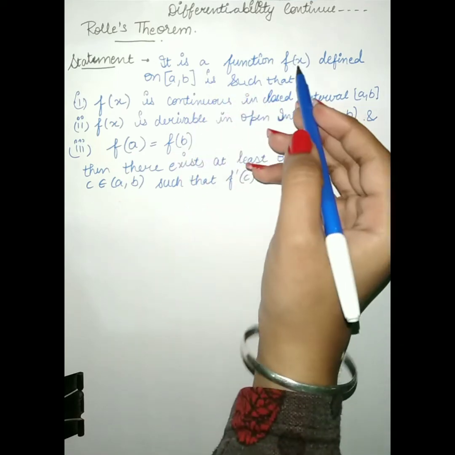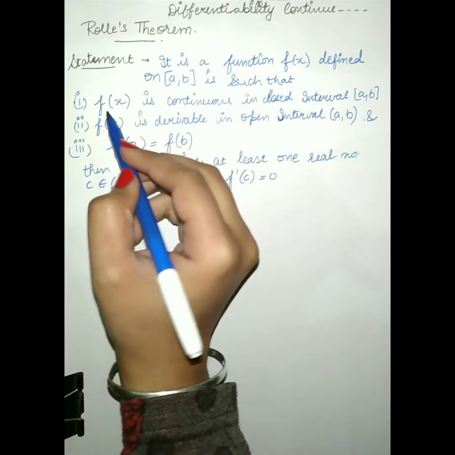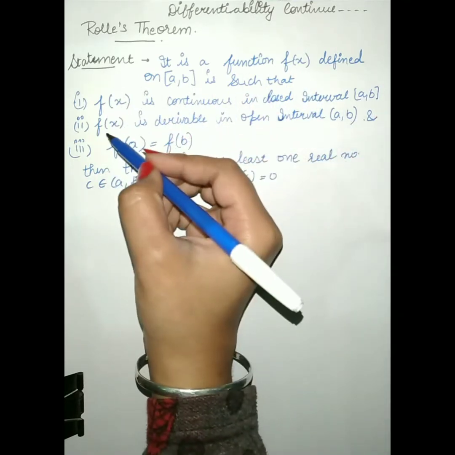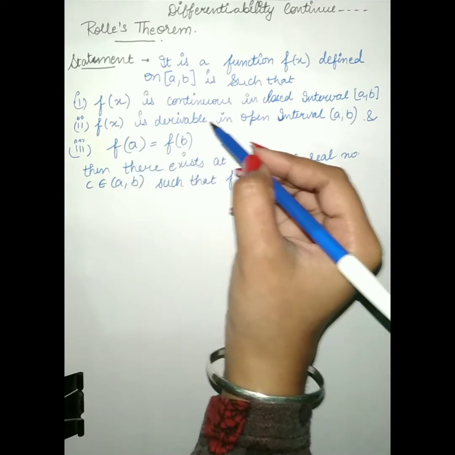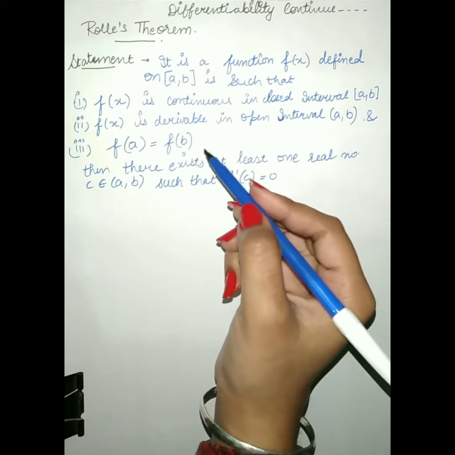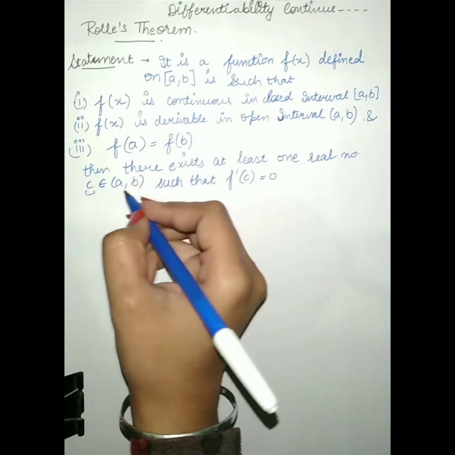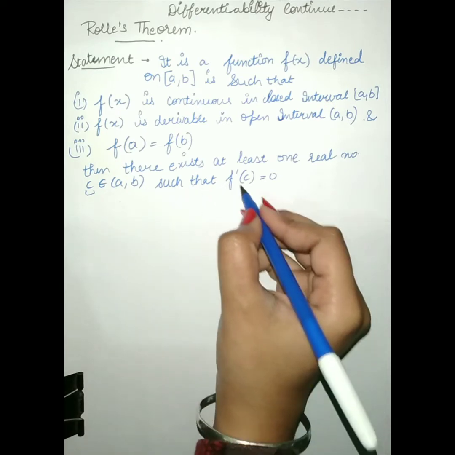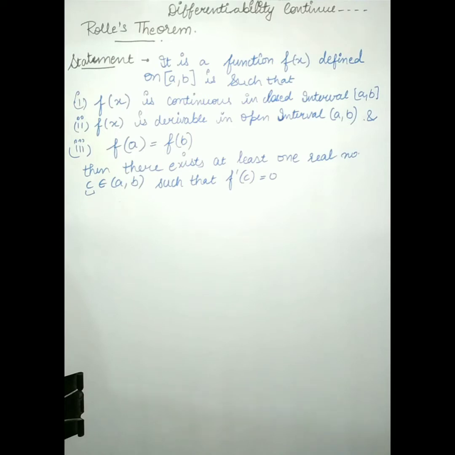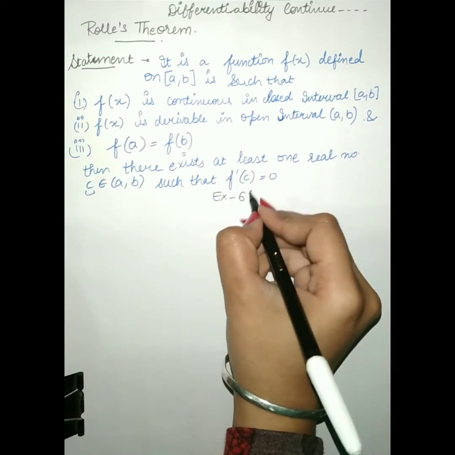If function f of x is defined on the interval AB, then we will have to prove that f of x is continuous in closed interval AB, and f of x is derivable in open interval AB, and f of A will be equal to f of B, then there exists at least one real number C which belongs to AB, such that f dash of C will be equal to 0. Now let us start with the exercise 6F.